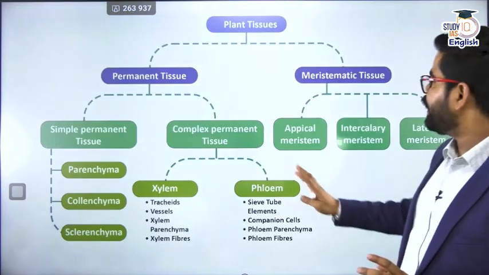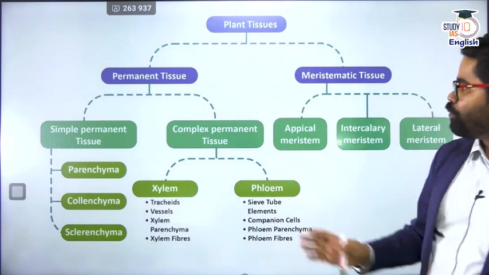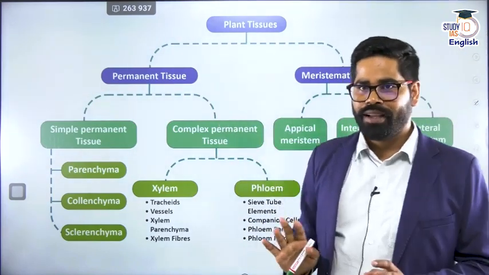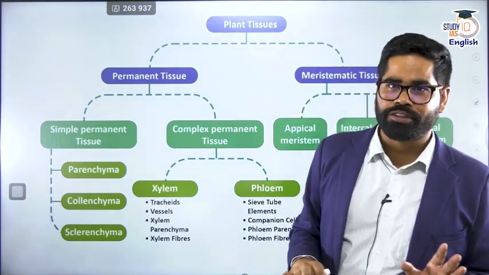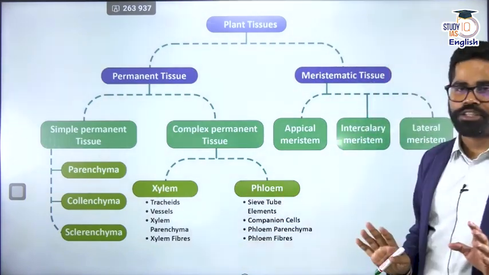Basically, we have two different types of tissues. One is the permanent tissue, which has a specialized function and works according to that. And then we have the meristematic tissue.